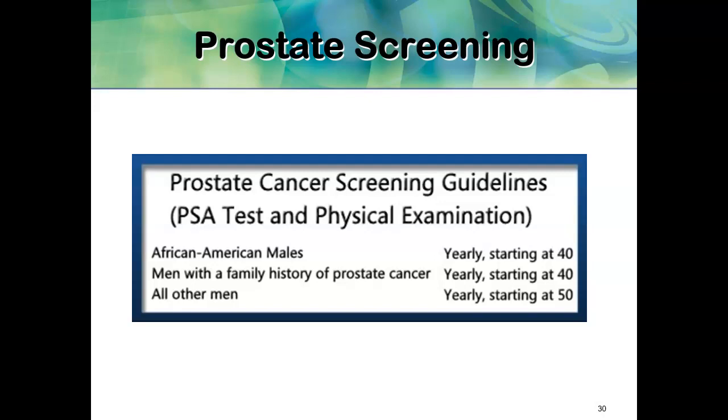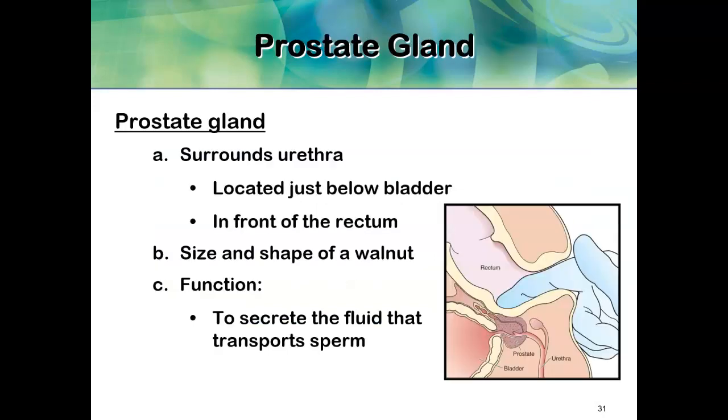So, prostate cancer screening is really important. And what they suggest is that males that have risk factors should have PSA testing, prostate specific antigen testing, and physical exams every year starting at the age of 40. And any other men that don't have risk factors can start at 50 years old.